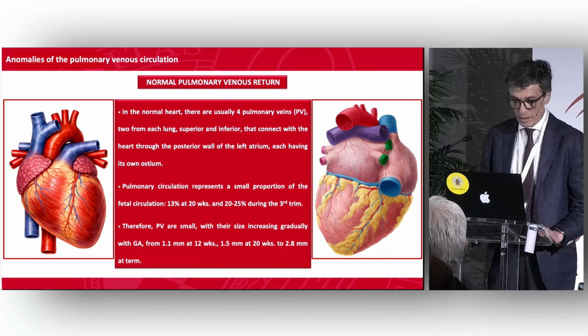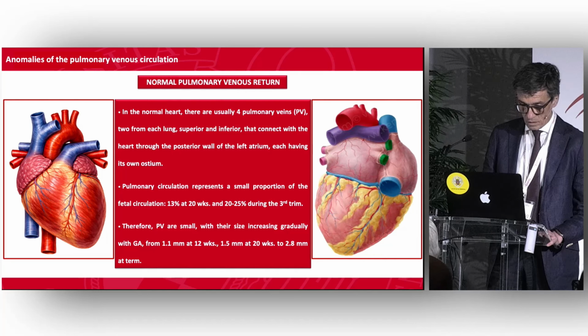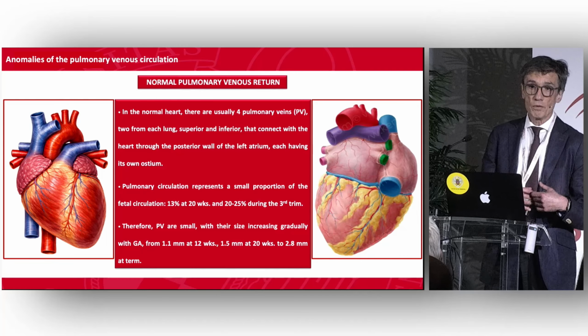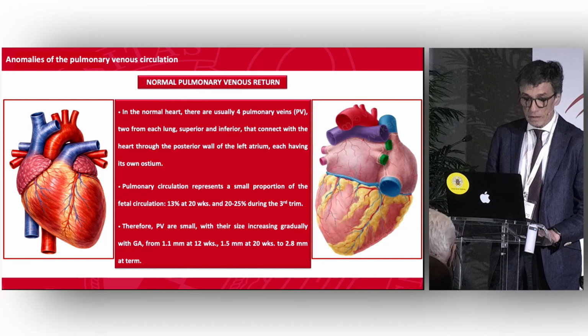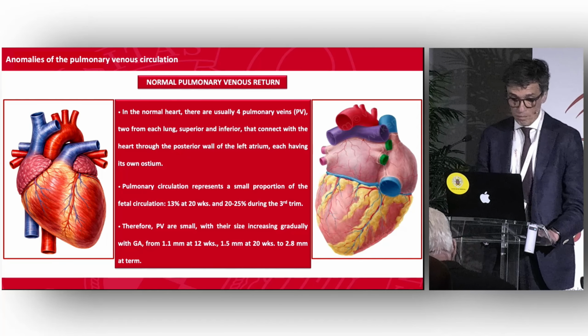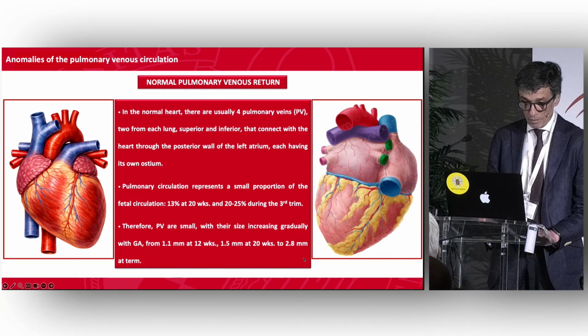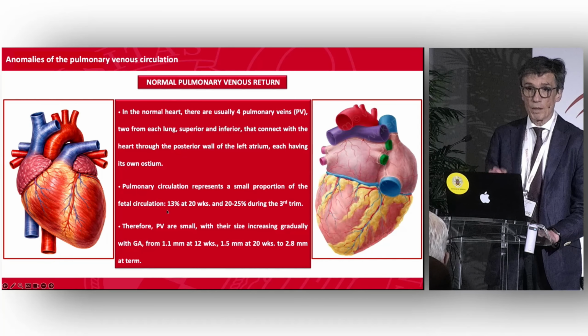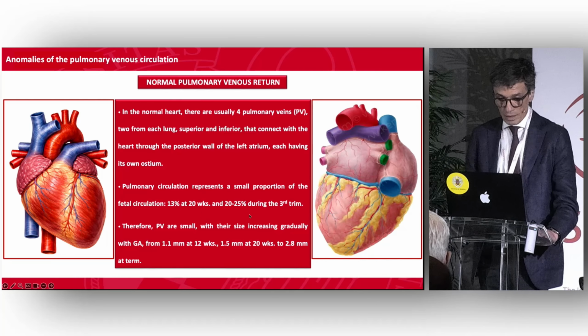Just a quick reminder that in the normal heart, we usually have 4 pulmonary veins, 2 from each lung, the superior and inferior, that connect with the posterior part of the heart in the left atrium. These veins are usually very small, from 1 millimeter in the first trimester of pregnancy to almost 3 millimeters at term, because they receive only a little blood flow, from 30% of the cardiac output at 20 weeks to 20% during the third trimester. That's why they are very small.